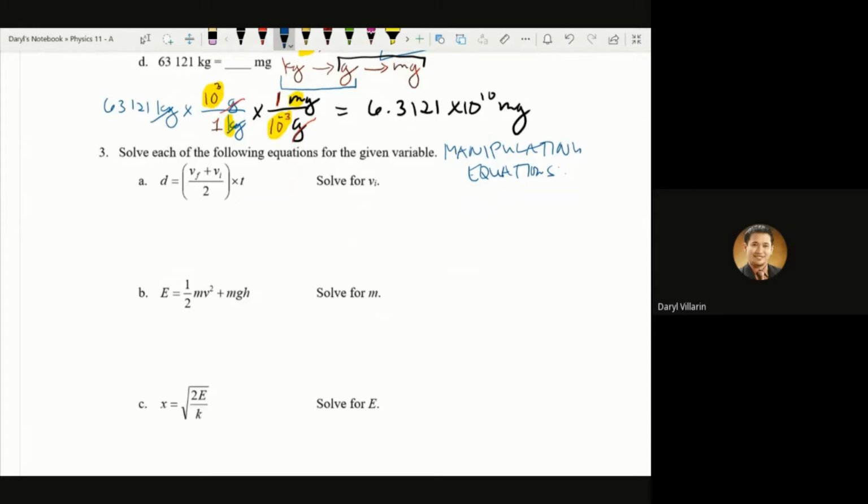you're solving for vi. That means that you're going to isolate vi. So from your equation, if you're going to solve for that variable, that means that it should be placed on one side of the equation. Okay, so it should be placed either on the left-hand side or the right-hand side. That means the only letter that you can see on one side of the equation is your vi. So how do you do that?